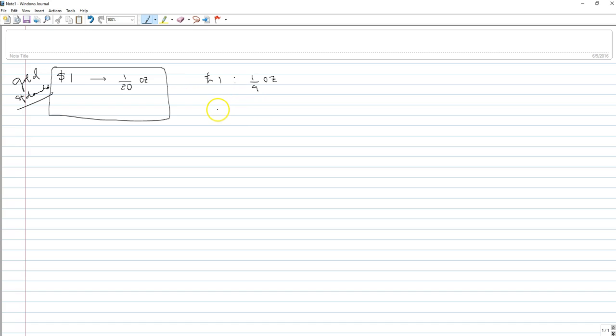So, if you took the 1/4 ounces per pound and divided by 1/20 ounces per dollar, that will be equal to 1/4, using basic arithmetic, times 20/1.